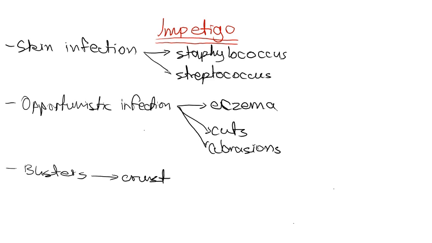So in review, impetigo, also referred to as school sores, is a skin infection caused by either Staphylococcus or Streptococcus bacteria. It's an opportunistic infection exacerbated by eczema, cuts, and abrasions, and it can present as a blister or a confluence of blisters, which eventually crust over and give that rash its golden color.